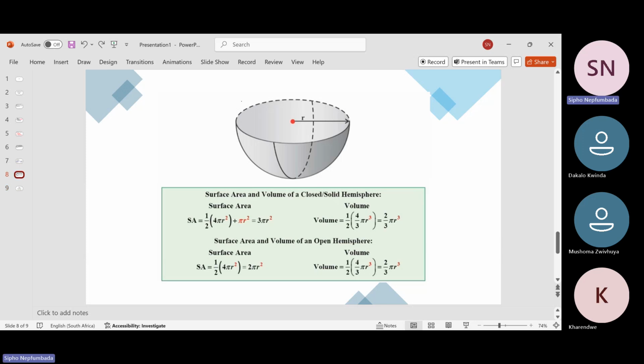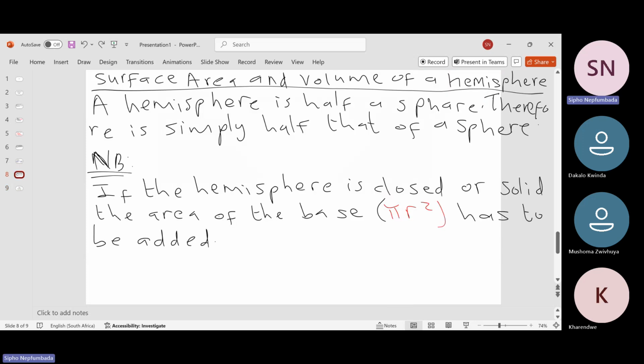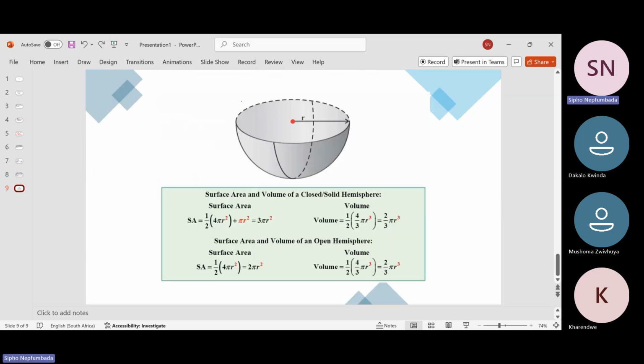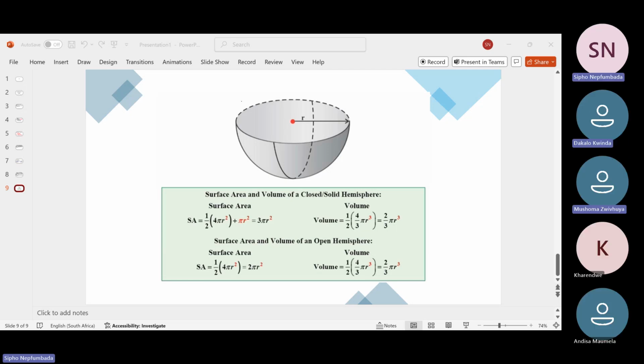It says, if the hemisphere is closed or solid, the area of a base, pi r squared, has to be added. That's why we're adding. Are we good? That's why we are doing what? We are adding.